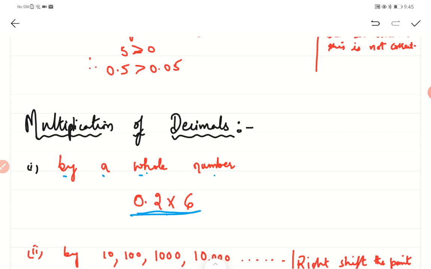When you go for multiplication, forget about this point. You just take 2 multiplied by 6. How much is it? 2 sixes are 12, isn't it? So here in this number you have a decimal point after one number. Just after one number you give a decimal point. That's all. It's very simple.